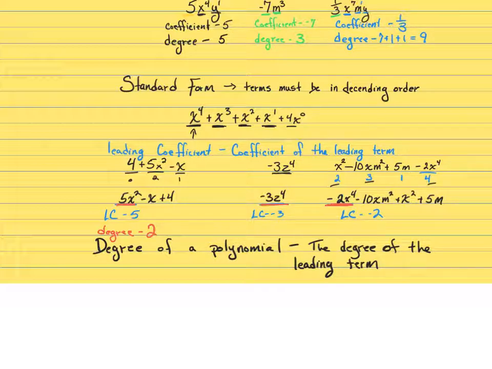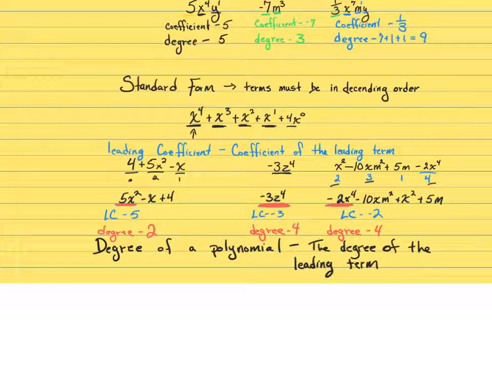The second one is going to have a degree of 4 because the term has a degree of 4. And then same thing for this next one, the degree is going to be 4 because this first term is 4.